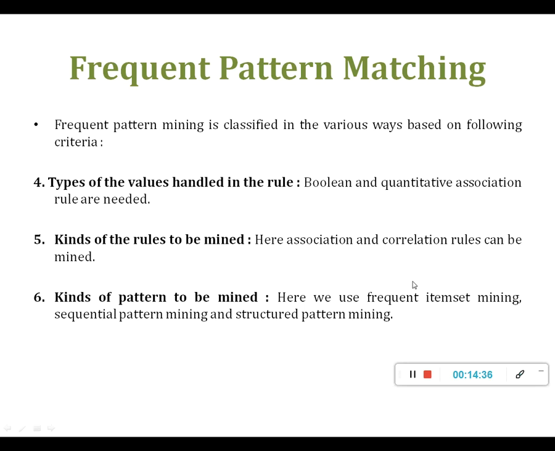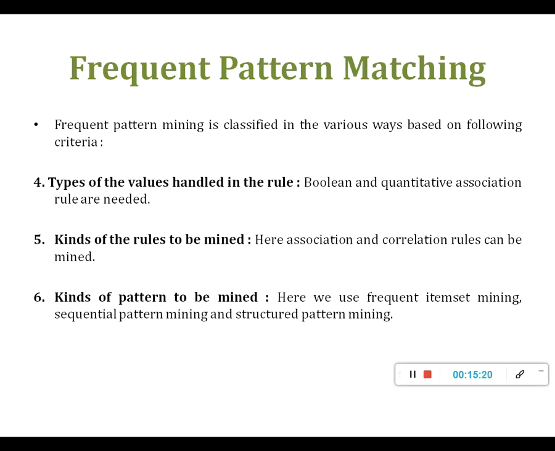The next is the types of values handled in the rule, meaning which kinds of values will be accepted by that rule. If we mention that A gives B, or if A then B, that is a kind of Boolean expression. Whether A is true, then B is true, what is the answer? Likewise, with if-then-else statements, the data the rules can handle can be Boolean, or it can be any quantitative association rule that is needed. So it also matters which type of values we use for handling such association rules, whether related to frequent pattern mining or to frequent item set mining.